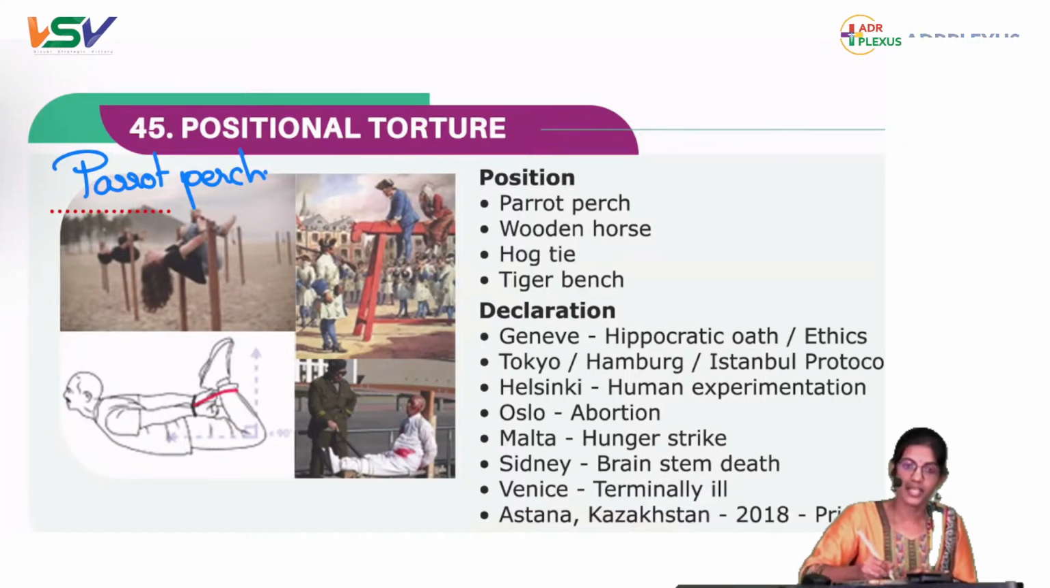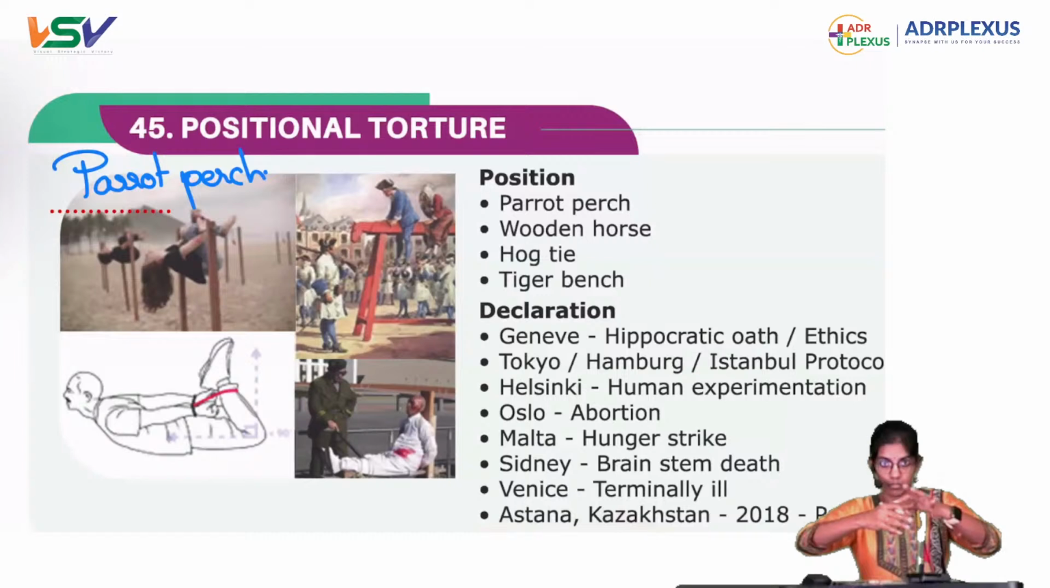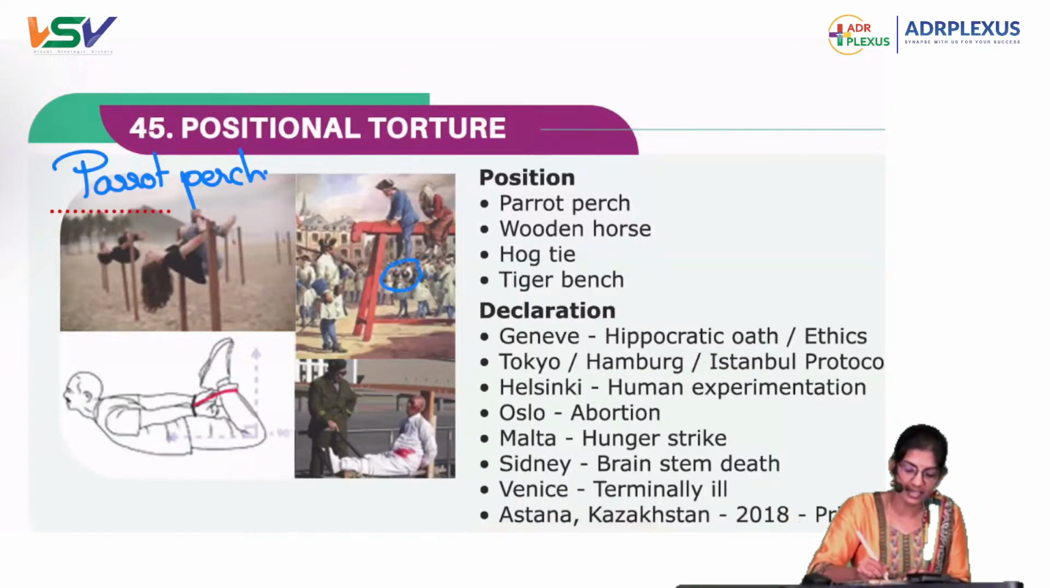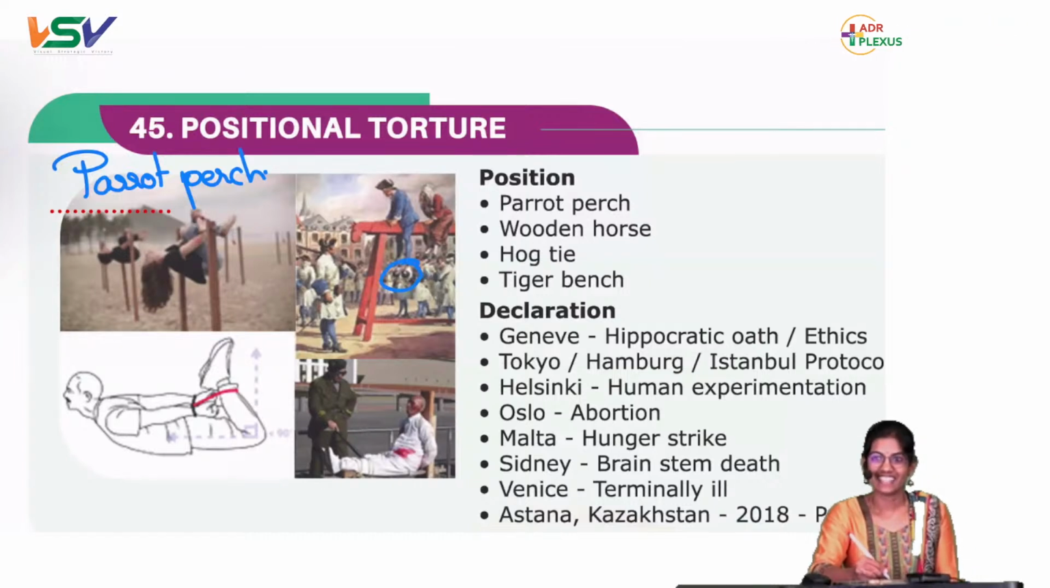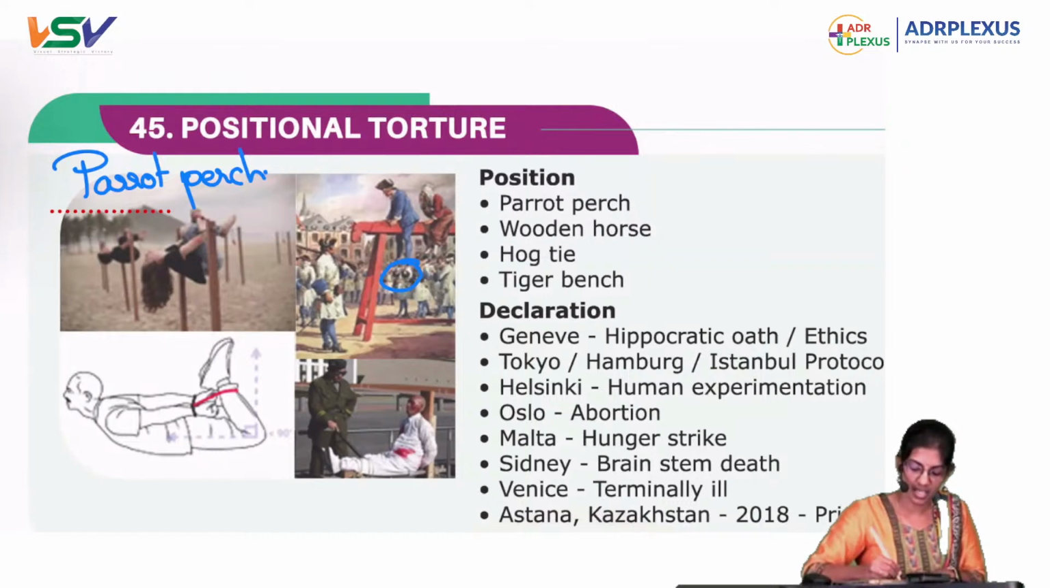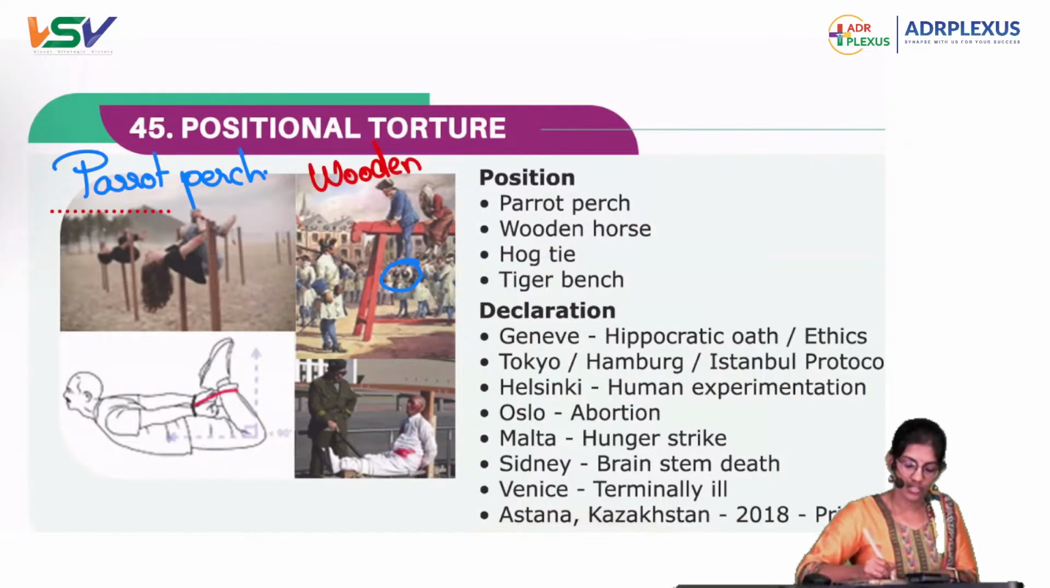The second image shows wooden horse. So they are made to sit on a rod-like structure. And if you observe closely, there is weight tied to the leg, right? To pull the leg, causing severe pain in the genital region. This is wooden horse.